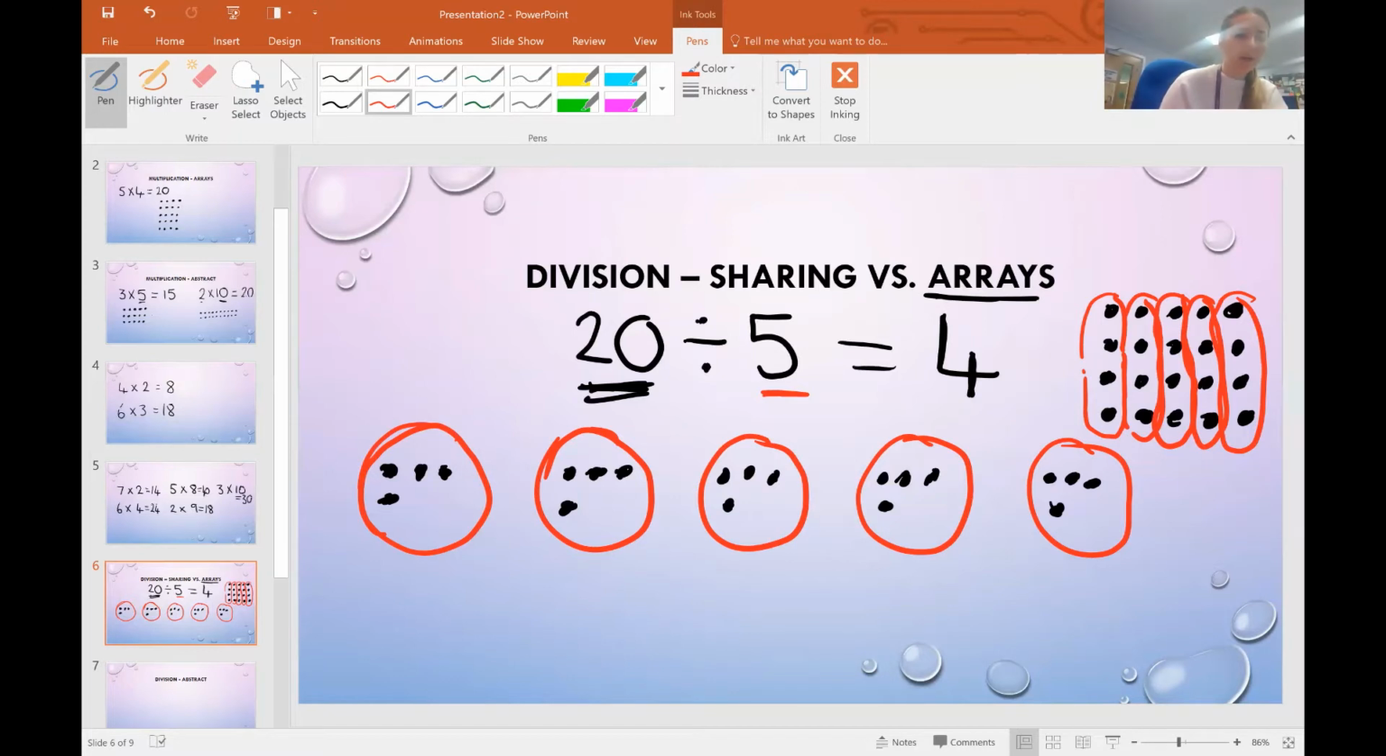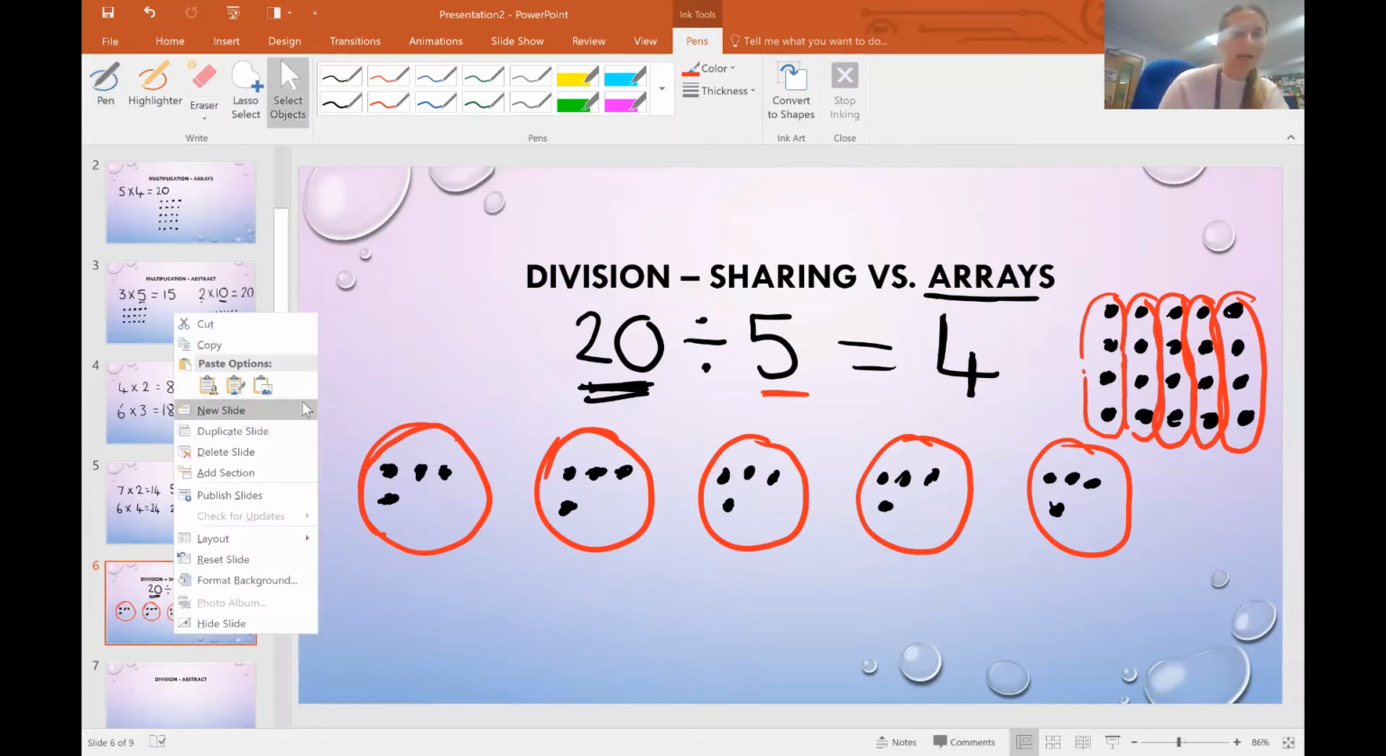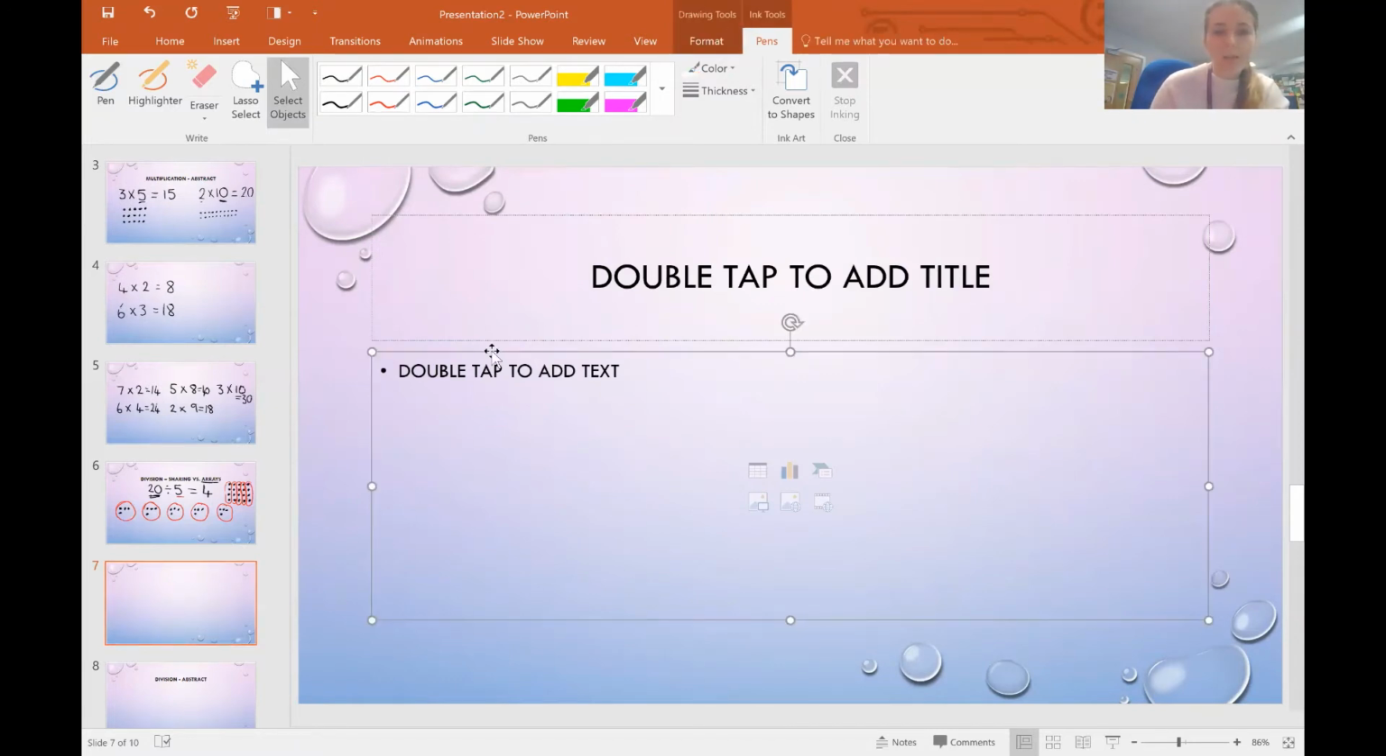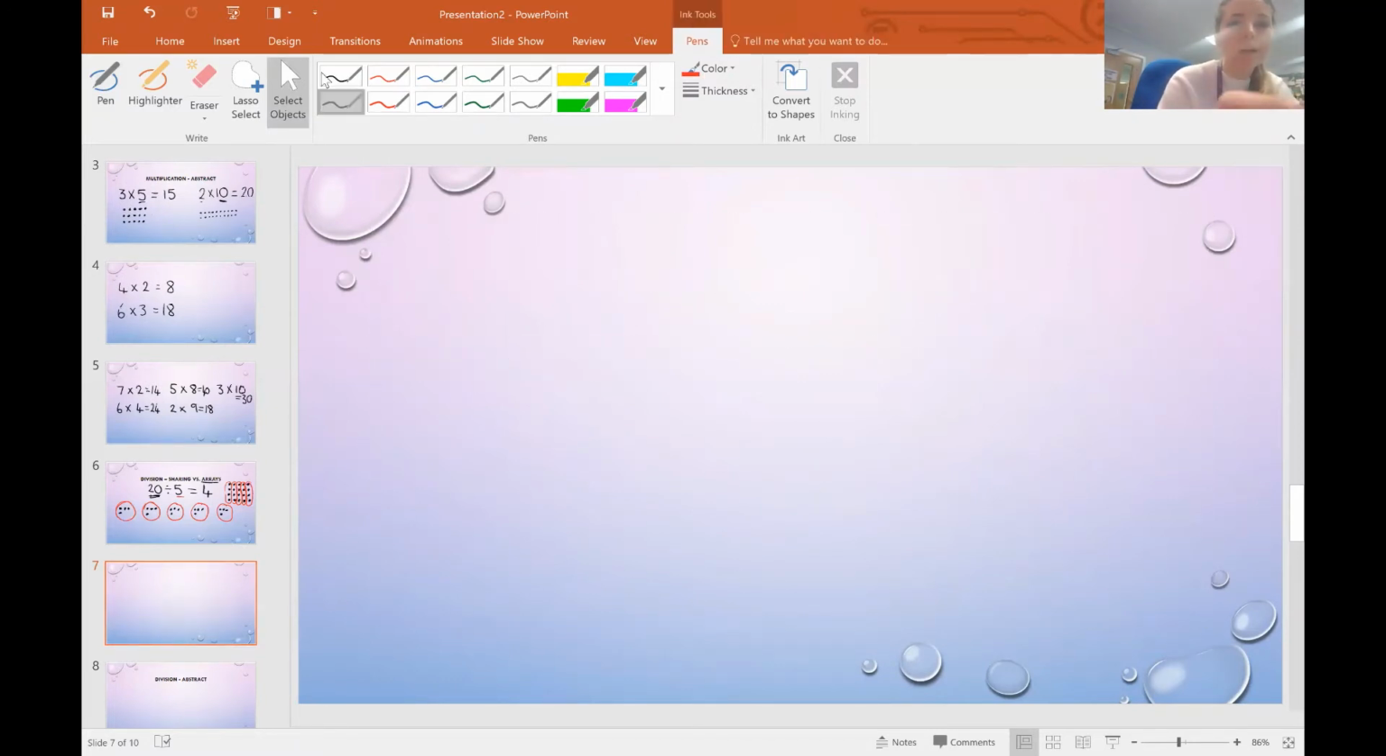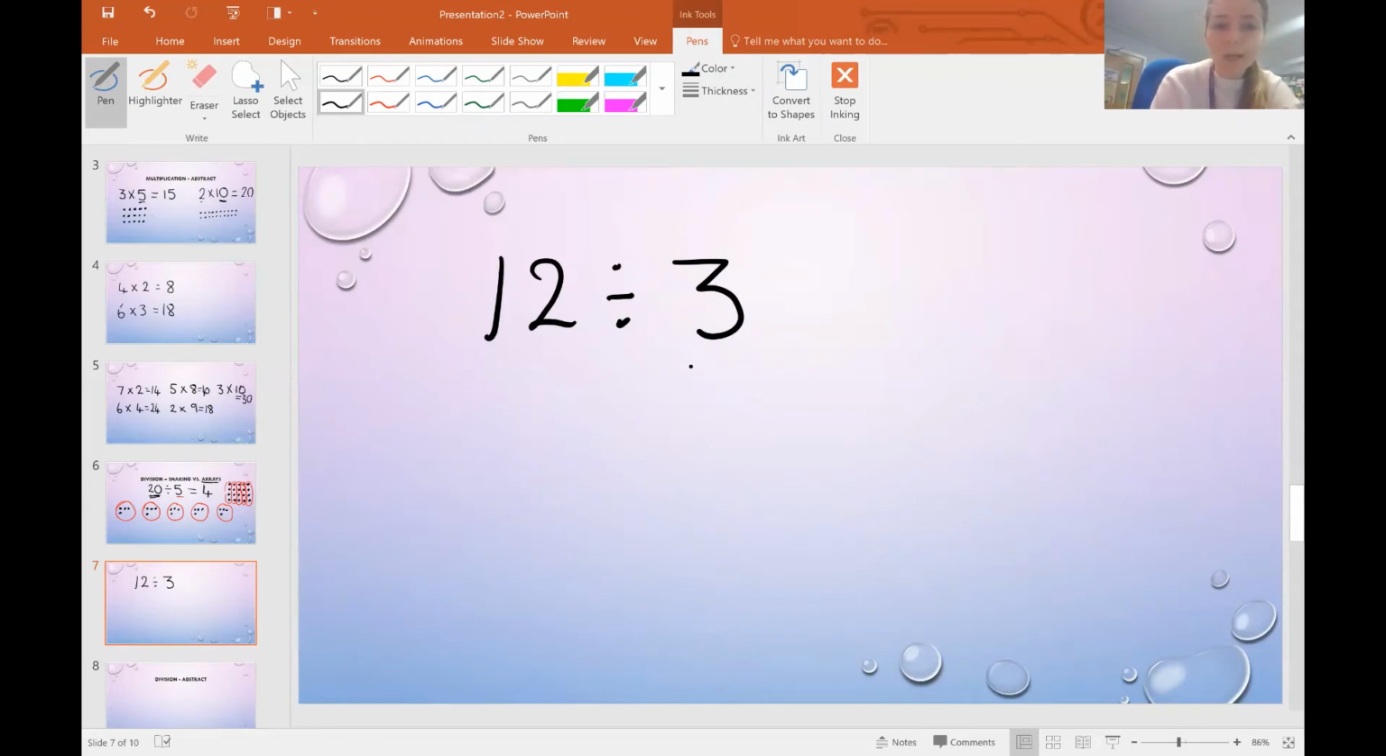Let's have another go at showing another division statement in an array. Let's have a go at doing 12 divided by 3. So I'm going to draw out 12, okay? And I'm going to do it in rows of 3 because that's what I'm dividing by. So 1, 2, 3, 4, 5, 6, 7, 8, 9, 10, 11, 12. Now I'm going to show you where my 3 groups are.